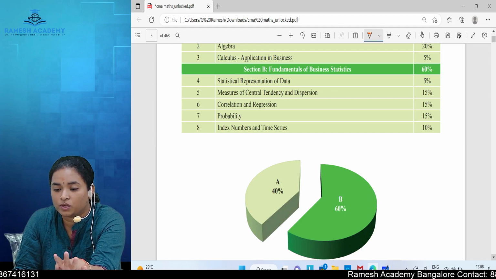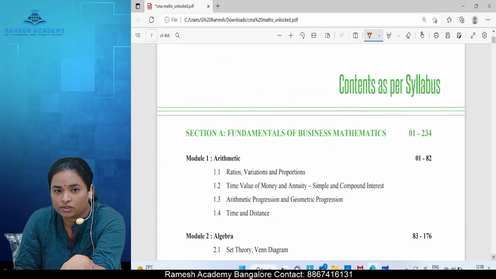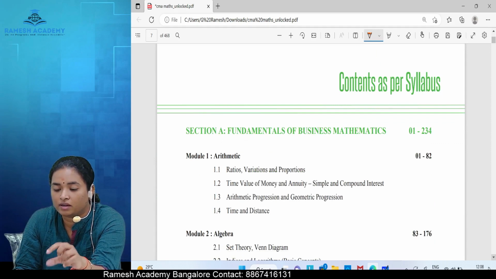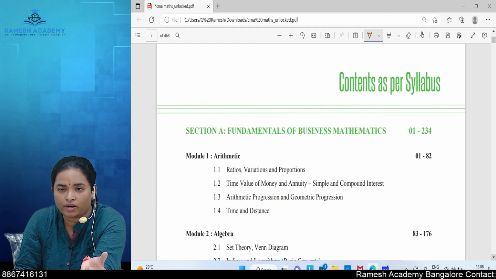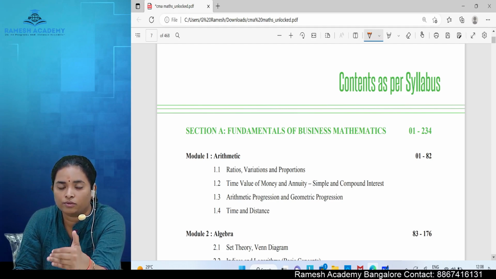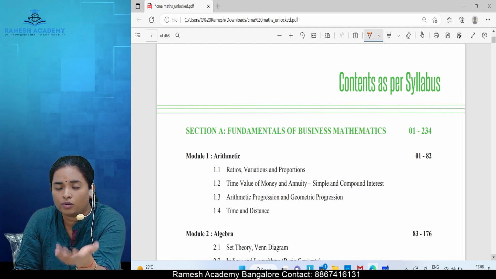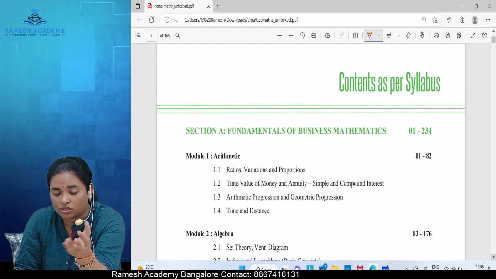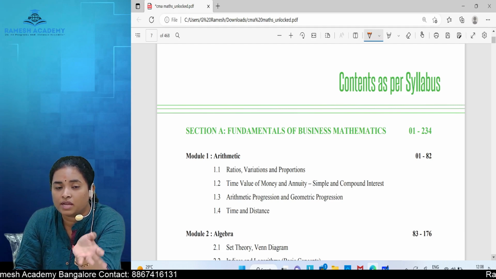Here, 40% will be section A and around 60% will be section B, meaning the weightage. You can see on the screen, in section A we will be covering ratios, variations and proportions. Given some quantity with some ratios, how do you find the actual quantity, and if you subtract some data, how does the ratio between them change. Then time value for money, where we talk more about simple and compound interest.